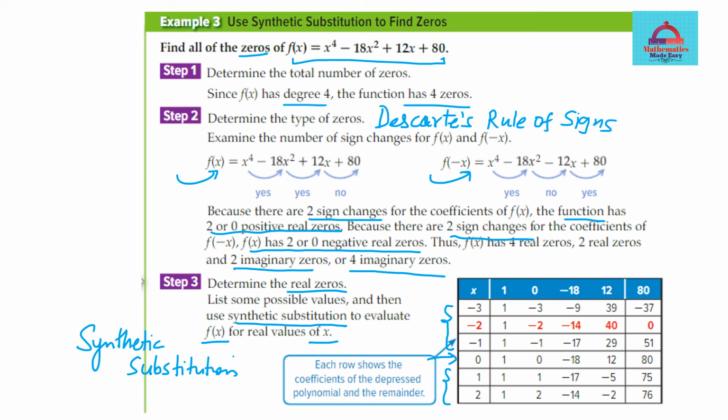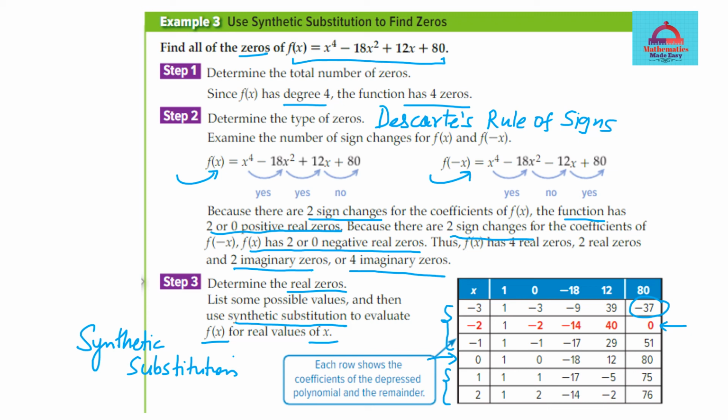We start with synthetic division or synthetic substitution, and what you get in the next row are these numbers. So here the remainder is negative 37. That tells you it's not a root. So in order to find the factor or in order to find the root, we are using factor theorem. So we need the remainder 0. And we are just randomly choosing some possible values of x.